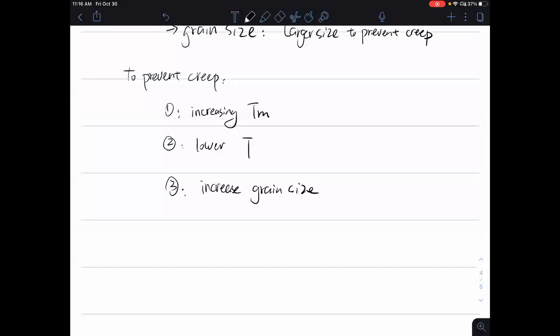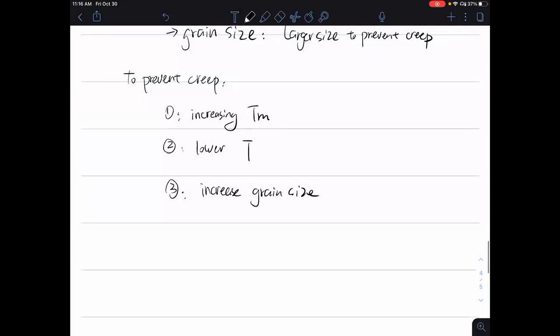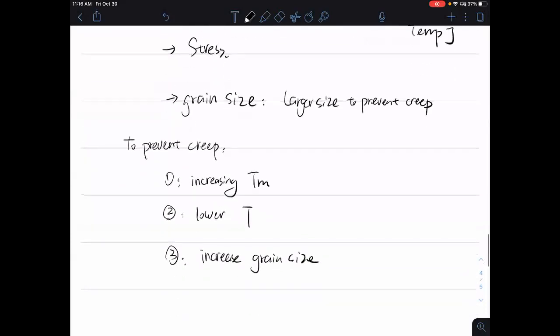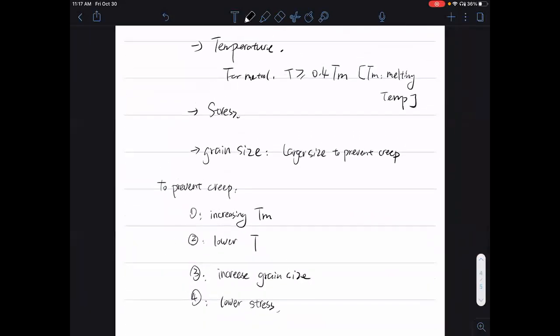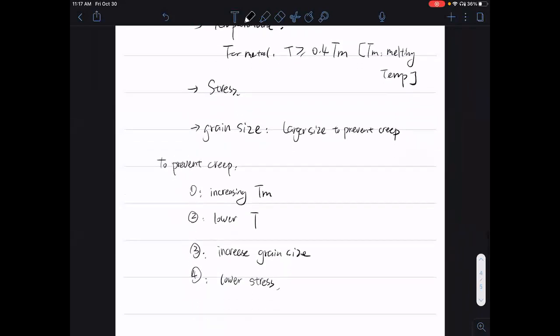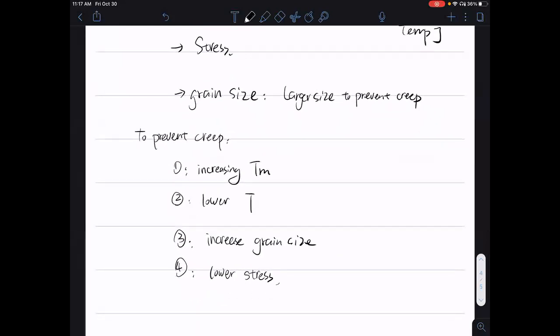So to prevent creep failure, increase melting temperature, lower the ambient temperature, or increase the grain size. Or maybe another solution is lower the stress you apply to that material. Okay. So by doing those, you can prevent creep failure.